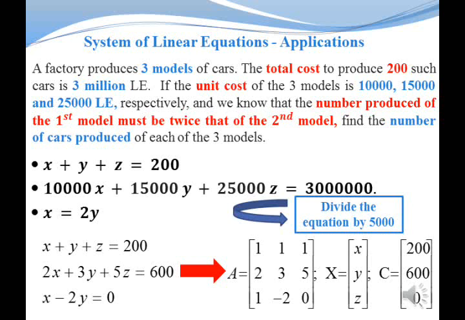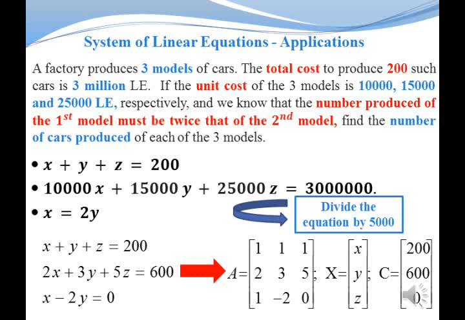If x is the number produced from the first model, y is the number produced from the second model, and z is the number produced from the third model, this means that our first equation would be x + y + z = 200, because this is the total number of cars produced from all three models.